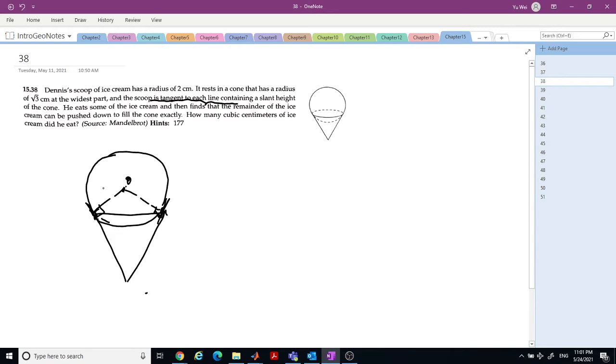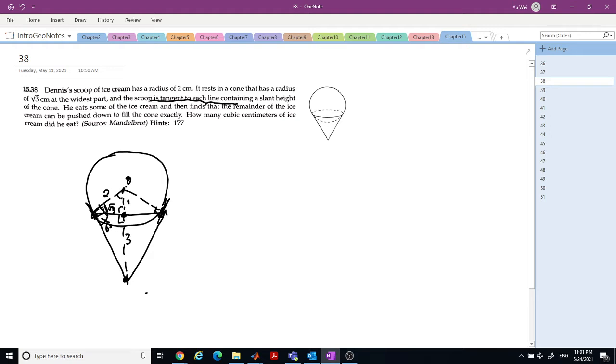Okay, and now we know this one is 2, and the radius here is root 3. Now we know it's 1, so this is the 30-60-90 triangle, and so we know this is the 30, so this is the 60, right? So here is another 30-60-90 triangle. That's why we know this is root 3, so this is the 3, right?